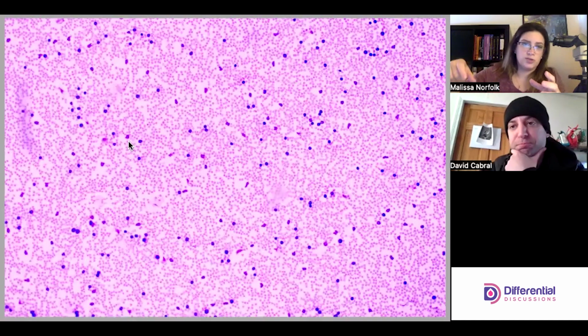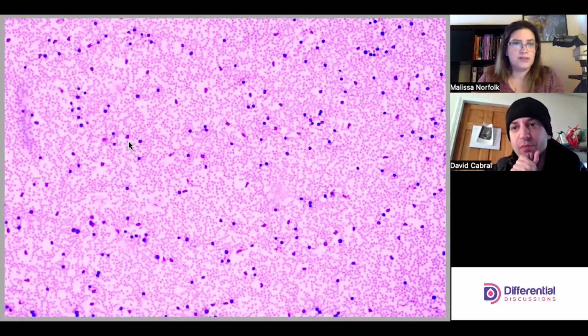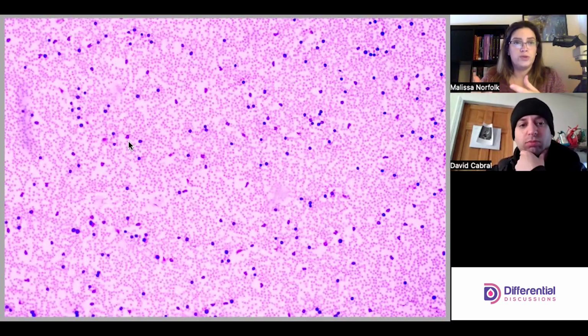So that it doesn't smudge during that smear making process, because they're just very fragile cells. So that's where the smudge cells come from, the smear making process. They're very fragile. And then why we use albumin, or some places will use albumin.